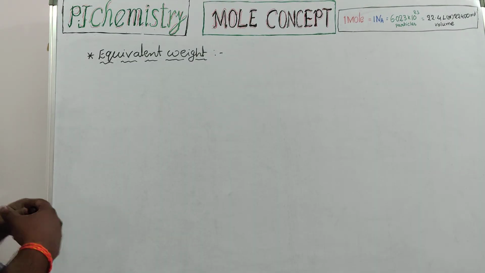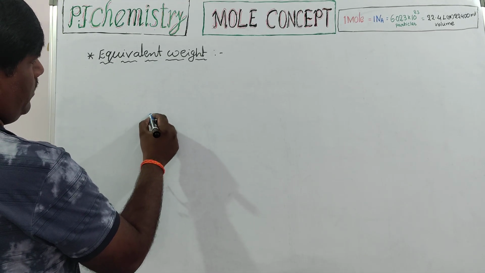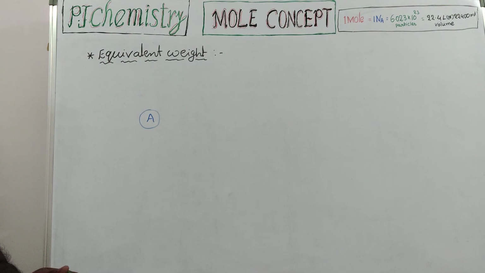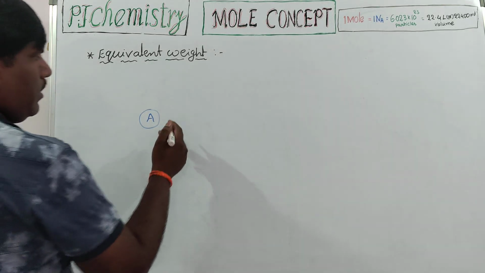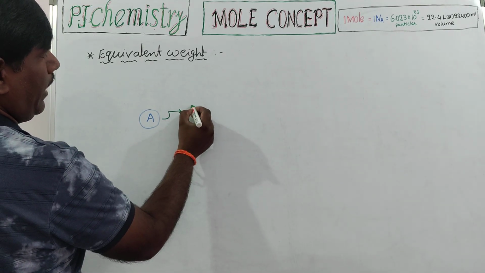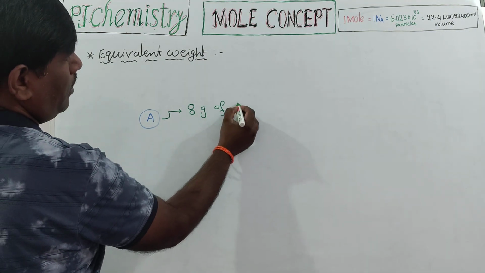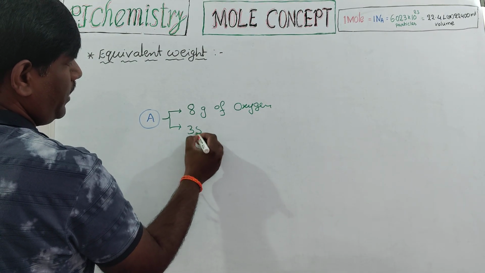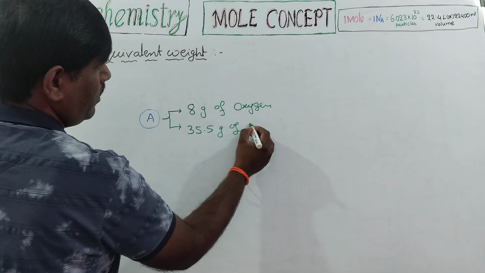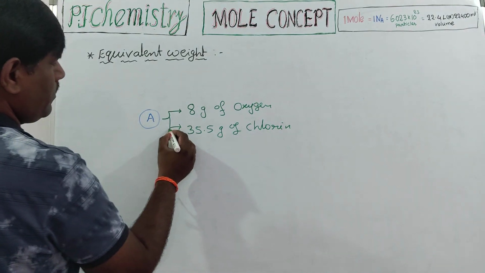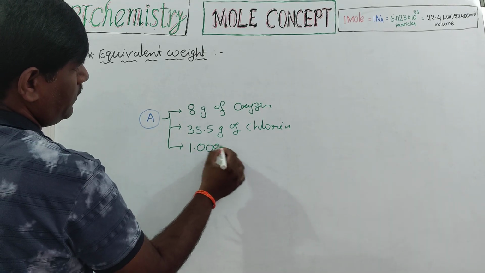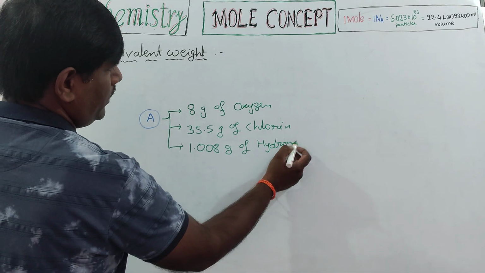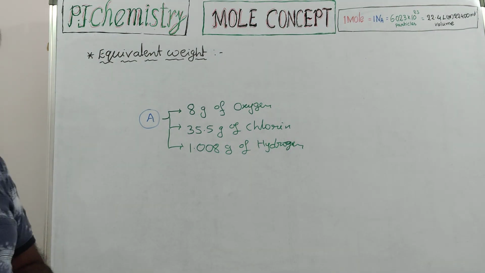Equivalent weight means, for example, if you take A as an element, this A is going to combine with 8 grams of oxygen atoms, or 35.5 grams of chlorine atoms, or 1.008 grams of hydrogen atoms. That is what we call equivalent weight.